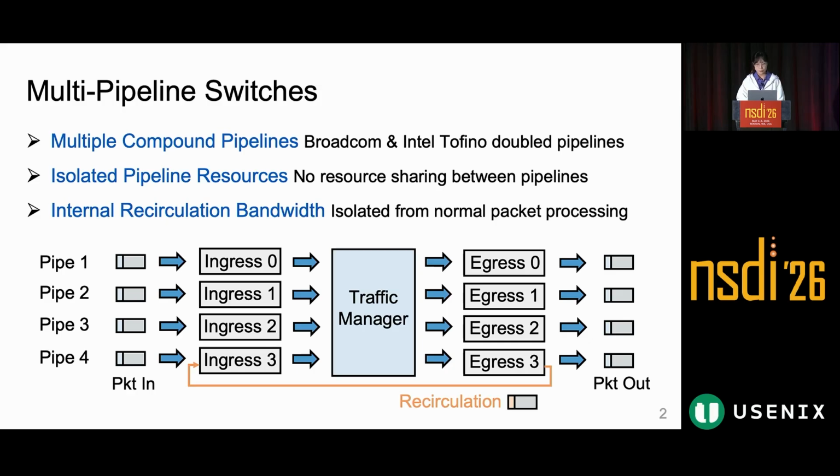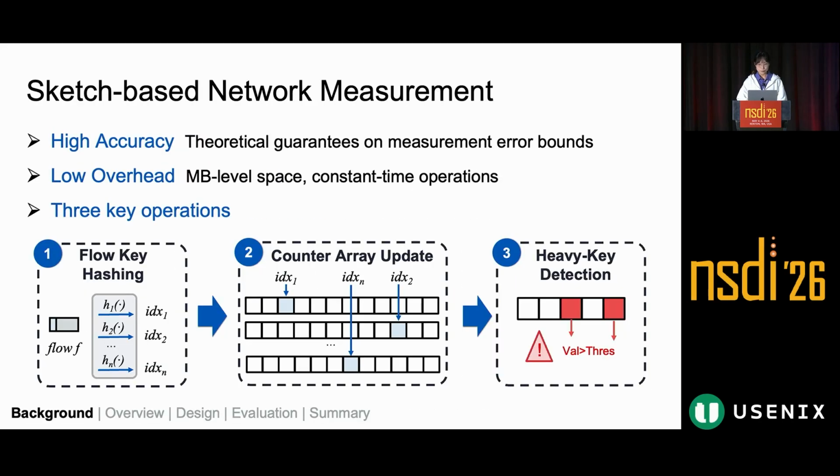At the same time, each compound pipeline also provides internal circulation bandwidth, which is separated from normal packet processing. Sketches are widely used for network measurement. They provide compact summaries of traffic statistics with low memory overhead and constant time packet processing.